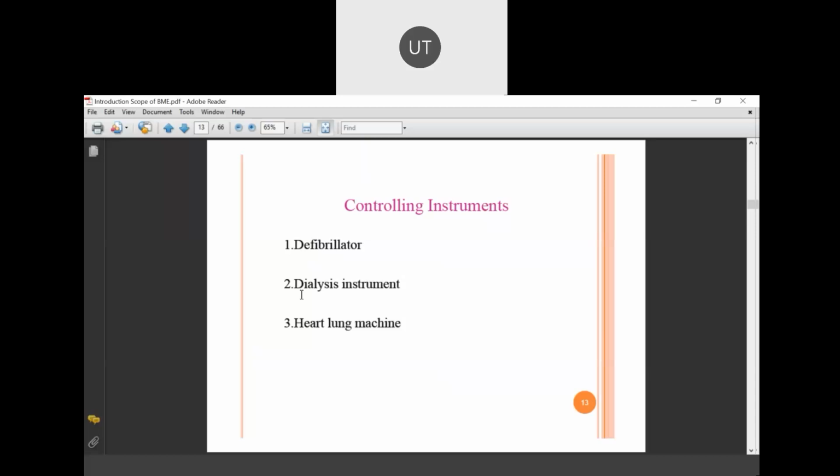Then the second controlling instrument is the dialysis instrument. Okay, so dialysis, whenever there is a problem in the functioning of the kidney, then the functioning of the kidney will take place externally by an instrument. Okay, so the hemodialyzer is the name of that instrument, and that will do the function of the kidney, that is the dialysis function, and that is the instrument we can call a dialysis instrument. Okay, then we have the heart lung machine. So the heart lung machine is basically, we can say, a ventilator. Okay, ventilator. So it is going to do this function.